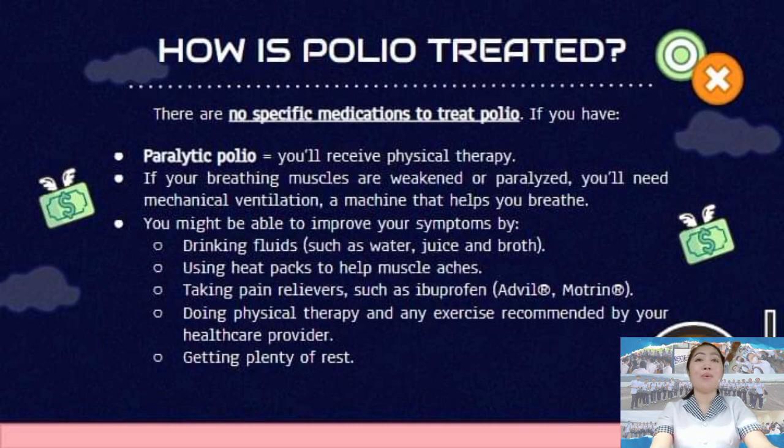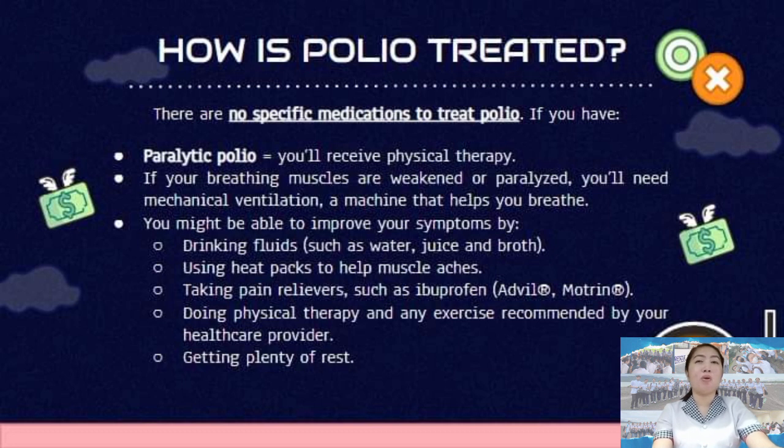So, how is polio treated? There are no specific medications to treat polio. If you have paralytic polio, you'll receive physical therapy. Paralytic poliomyelitis happens when the poliovirus attacks your brain and spinal cord. It can paralyze the muscles that allow you to breathe, speak, swallow, and move your limbs, depending on what parts of your body are affected, and it's called spinal polio or bulbar polio.